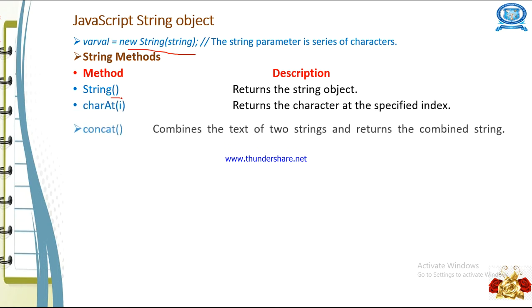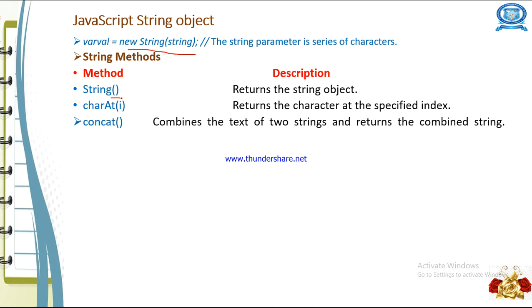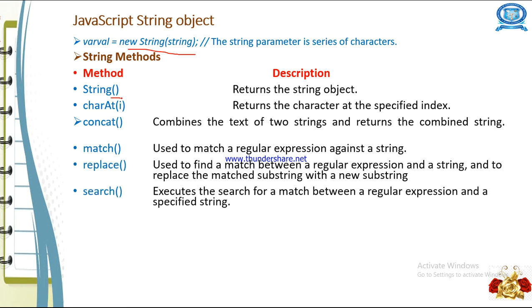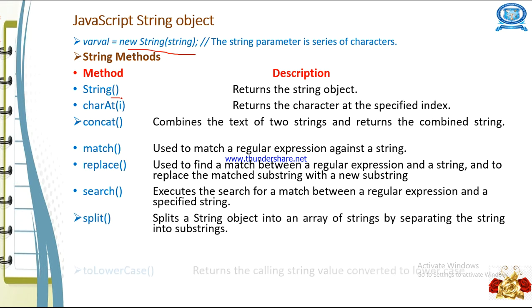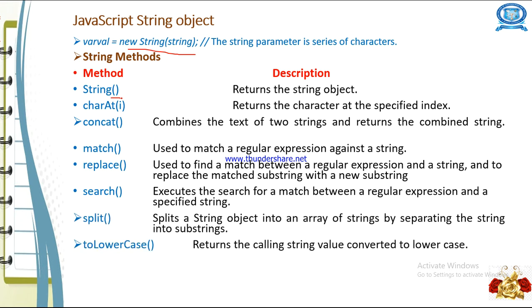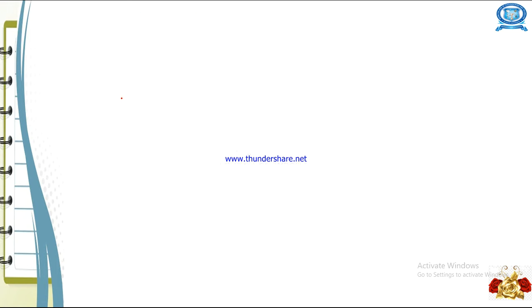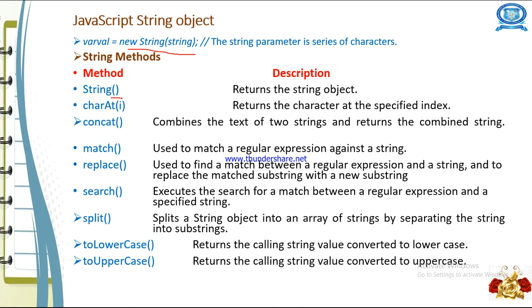charAt, concat, which combines the two strings and returns the combined string. Match, regular expression, replace, search, split, toLowerCase, toUpperCase. So these are some of the methods that we use in JavaScript string objects.